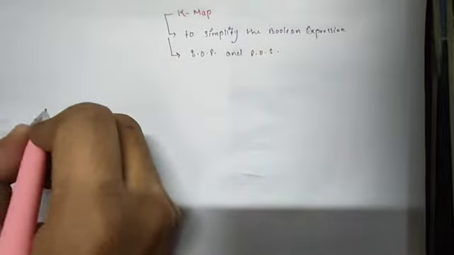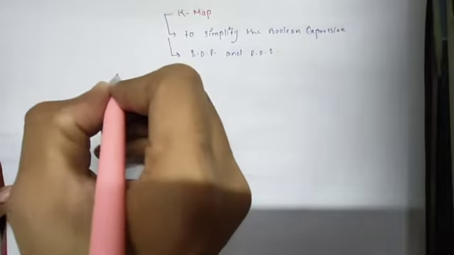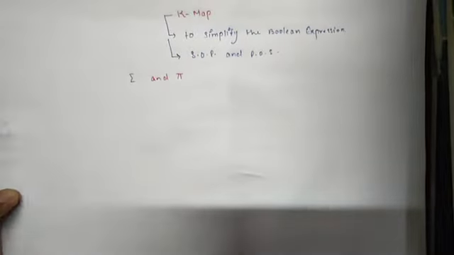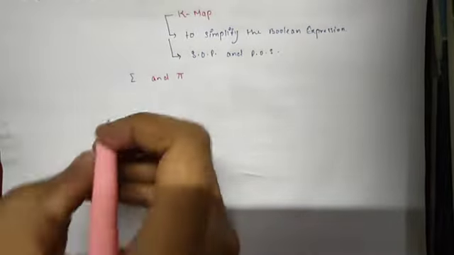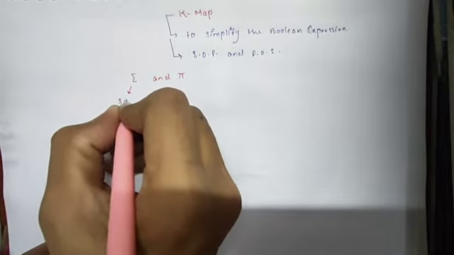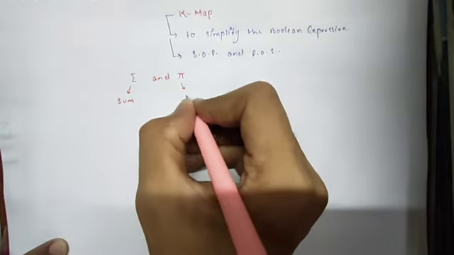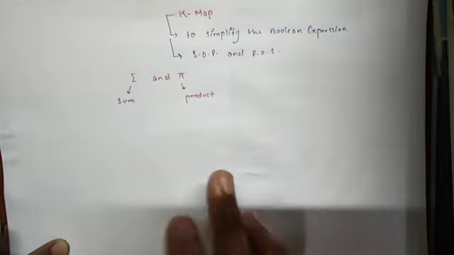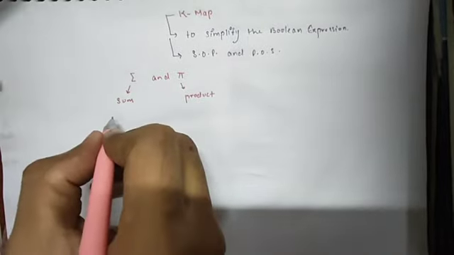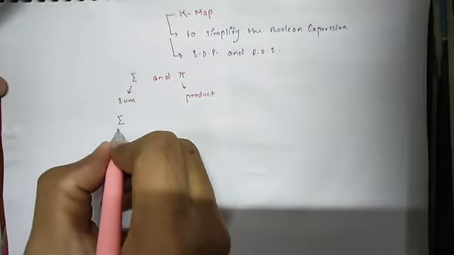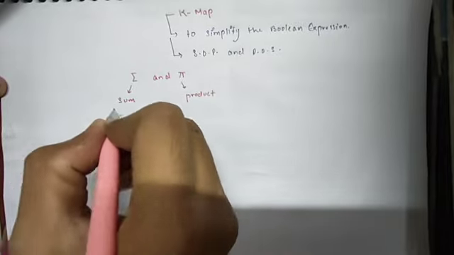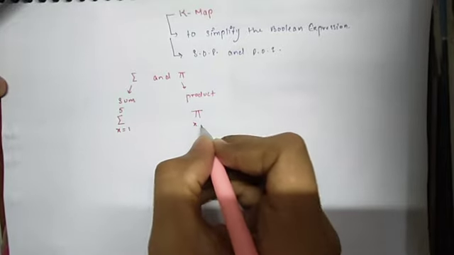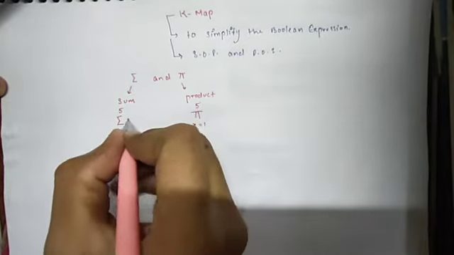In higher class mathematics, we studied sigma and pi. Do you know what is the meaning of sigma and pi? Here, sigma denotes sum and pi denotes product. Let us first understand it in a better way. If we write sigma x equal to 1 to 5, and here pi x equal to 1 to 5, and here we write x.